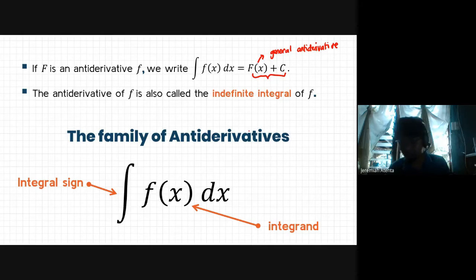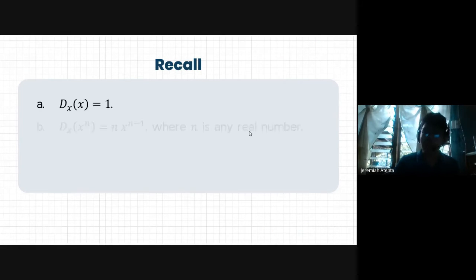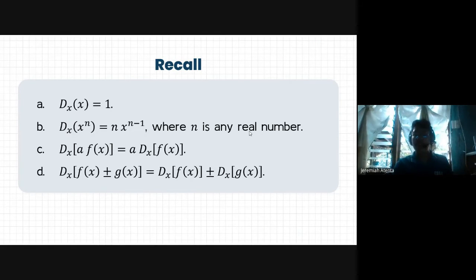Clarifications? I guess none. Okay, so once again, before we are going to discuss the theorems, let's recall the following differentiation rules. First, the derivative of x with respect to x, we know that that is equal to 1, right? So that is the first one. Next, the derivative of x to the n with respect to x is equal to n x to the power of n minus 1, where n is any real number. That is according to the power rule. So this is just the power rule, right?